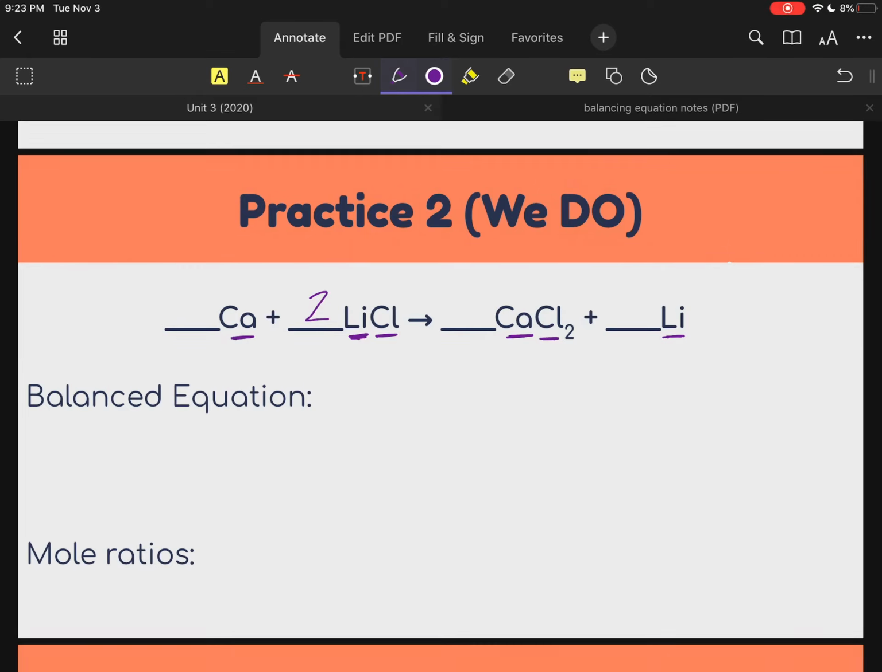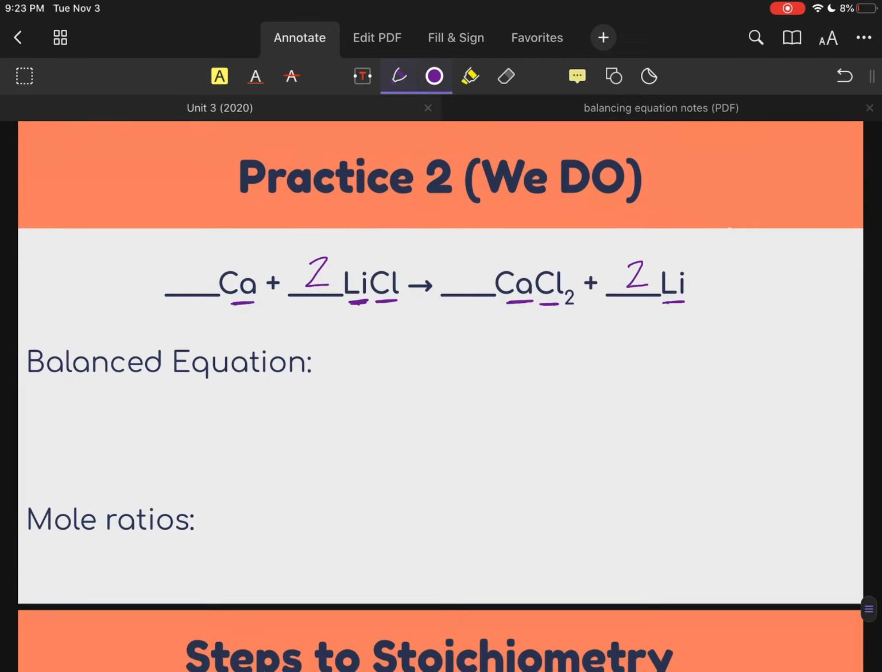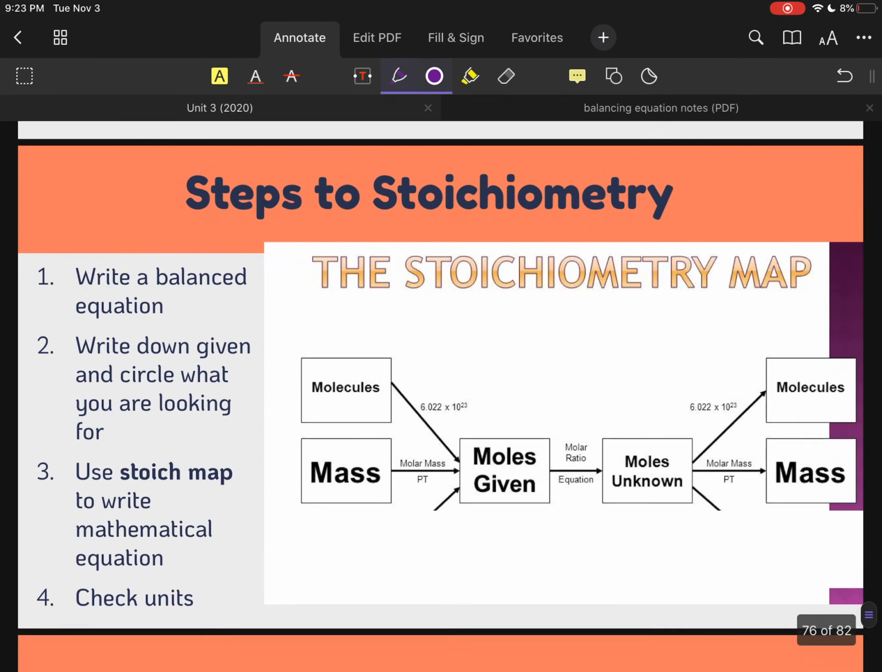Remember, when I do that, not only does it change my chlorines, it changes my lithium. So now I have 2 lithium on this side, so I need to make sure I add a 2 over here for this lithium. Okay, so now we could write some mole ratios. For time's sake, I'm not going to write them down. I'll say a few out loud. You have 1 mole of calcium for every 2 moles of lithium chloride. 2 moles lithium chloride for every 2 moles of lithium. You'd write them the same way as we did previously. You're just comparing 2 different parts of the equation.